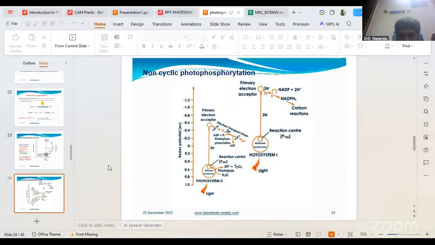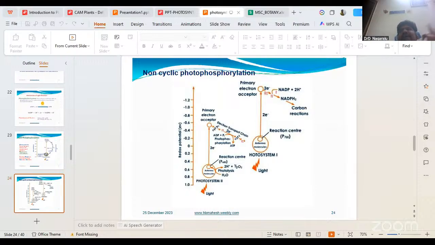Here it is fitting the water molecule. You see, H2O. Photolysis is happening here. H2O is splitting into H plus and oxygen. This is the basic fundamental reaction in photosynthesis. With this reaction only, we are able to get the oxygen.